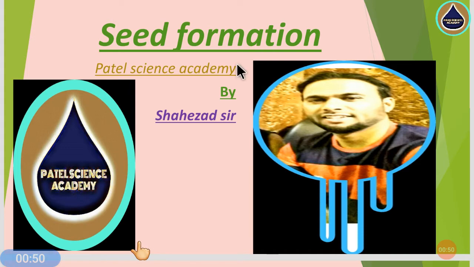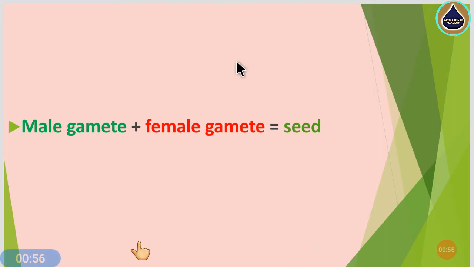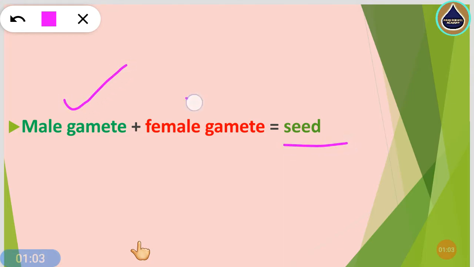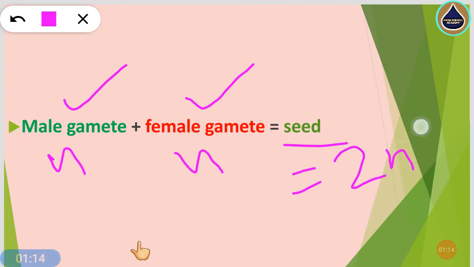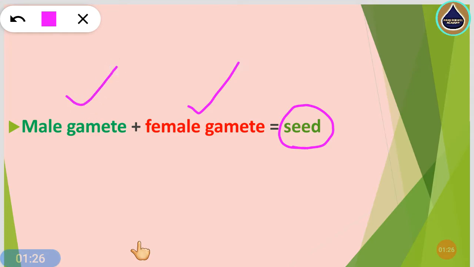So dear students, let's see the detail of these slides one by one. First understand the formation of the seeds. The seed is formed by the fusion of the male gamete with the female gamete. The male gamete is haploid, single n, and the female gamete is also haploid, single n, and they fuse. These two gametes fuse to give the 2n zygote, and that 2n zygote finally converts into a seed with its embryo. So simply, this seed is formed by the fusion of the female gamete and the male gamete.